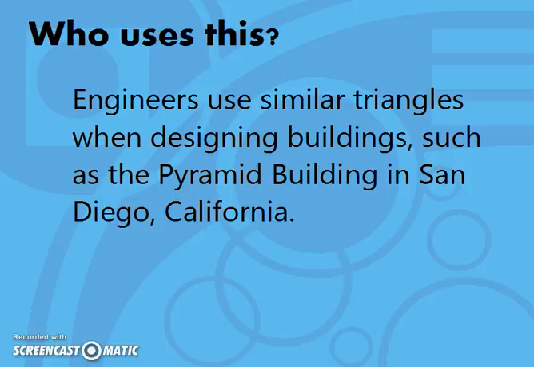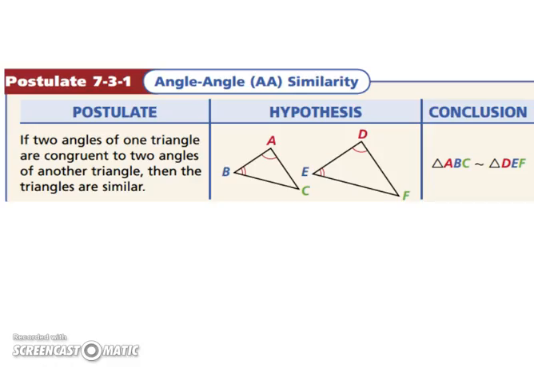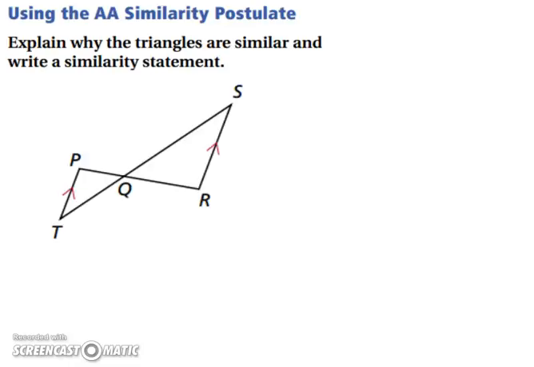Let's look at a postulate. The angle-angle similarity postulate states if two angles of one triangle are congruent to two angles of another triangle, then the triangles are in fact similar. Let's look at an example. Explain why the triangles are similar and write a similarity statement.